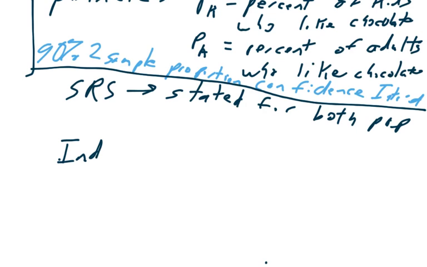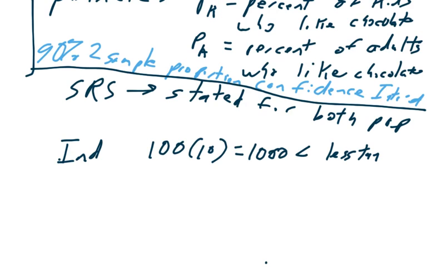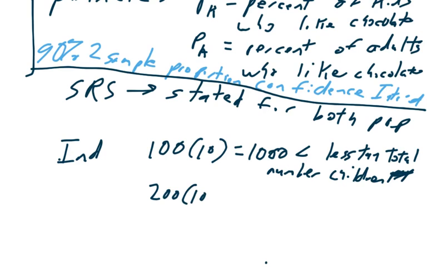Independence. 100 times 10 is 1,000, which is less than the total number of children. 200 times 10 equals 2,000, which is less than the total number of adults.